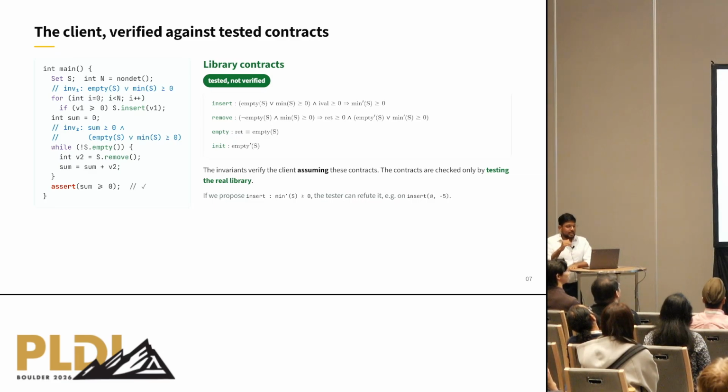So in contrast, if you had come up with something like, you know what, insert is going to be such that anything I insert, I'm going to get a set whose minimum is non-negative, it'll clearly help you prove your client correct, but a test generator can easily say, you take the empty set, you insert like -5, and then clearly your contract is not true. So that's how that works.